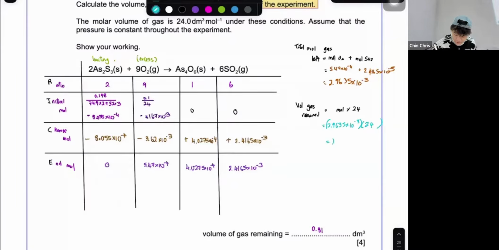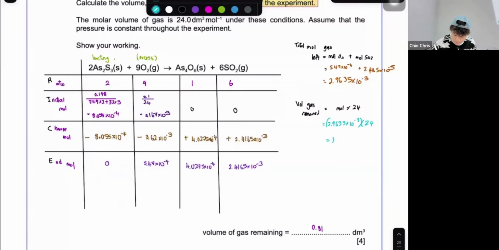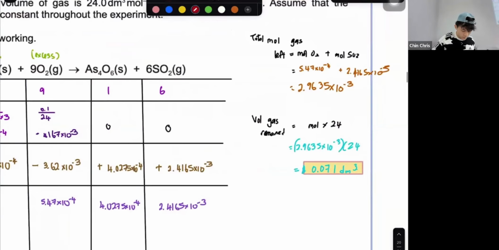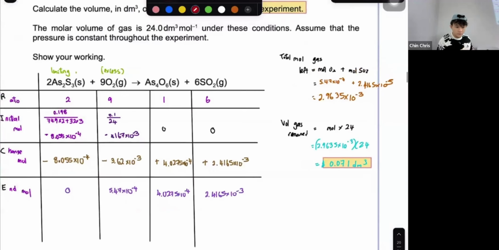0.071. Done. I think your answer is 0.081. Okay. Your value is a bit off, 0.071 or 0.081.